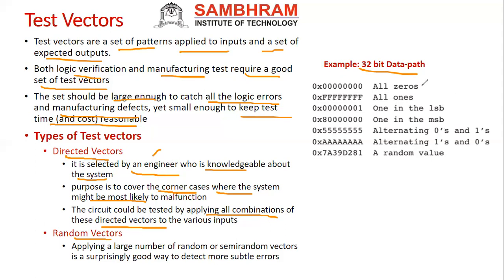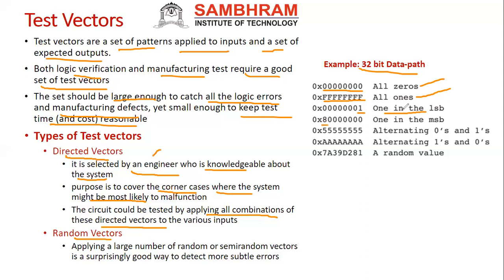Directly, I'm going to give all zeros. That is one of the possibilities. So, see, I'm applying all zeros. The second possibility, I'm going to apply all ones. That is another possibility. The next possibility is nothing but a one in the LSB. I'm going to apply only a one in the LSB. Next, I'm going to apply a one in the MSB.